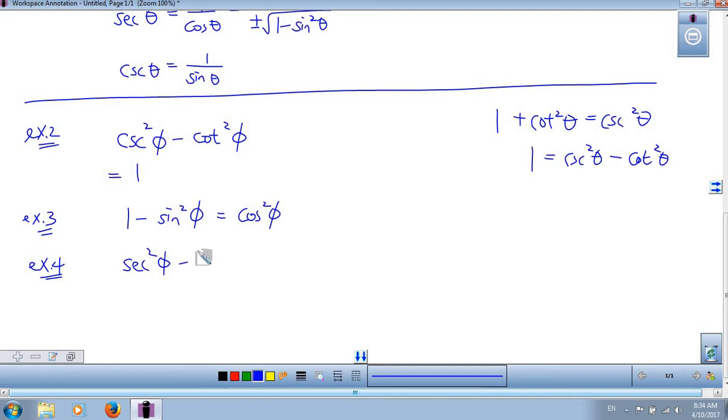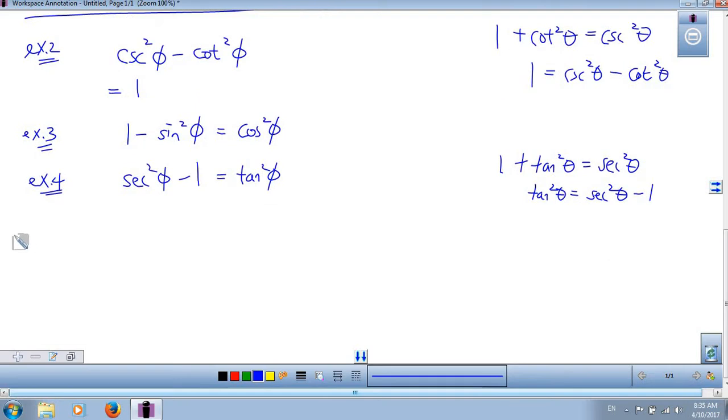Secant square phi minus 1. Well, we know secant square phi is equal to 1 plus tangent square phi. So if I do minus 1, let's see what it will look like. We know 1 plus tangent square theta is equal to secant square theta. If I subtract 1 from both sides of the equation, on the left hand side I will have tangent square theta left. On the right hand side I have secant square theta minus 1, so that will give us tangent square theta, or tangent square phi in this case, because we're using angle phi here. Okay, so let me show you another example here.